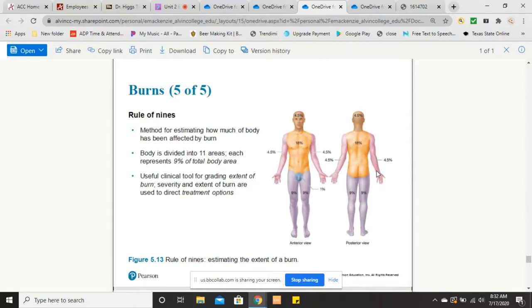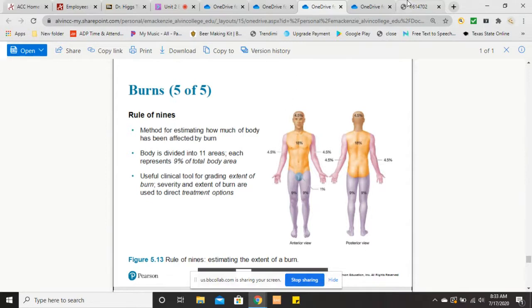On your exam, I expect you to know these areas. I could say a patient has burnt their entire right upper limb and their entire left lower limb. How much of this person's surface area has been affected? Well, I said their entire right upper limb, so that's front and back, so that's 9. And I said their entire left lower limb. Remember, front is 9% and back is 9%. So that's 18. So 9 plus 18 is 27. 27% of this person's body surface has been burned. I expect you to do that math on the exam.